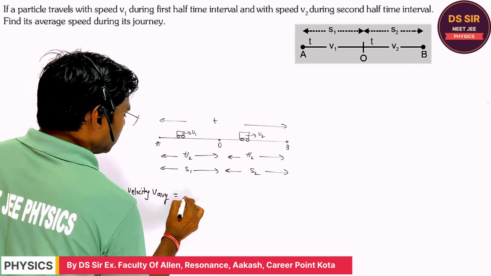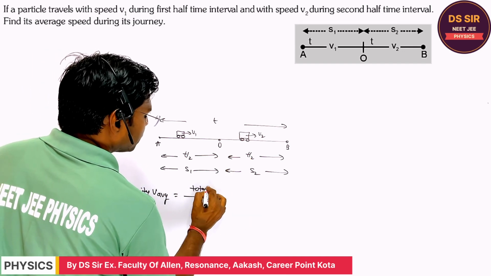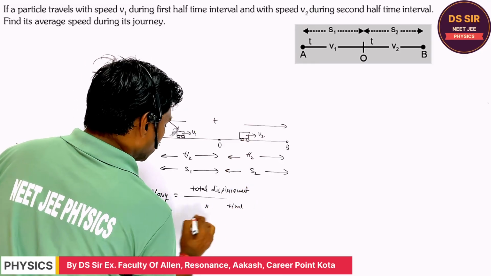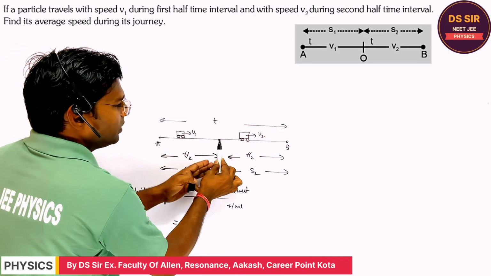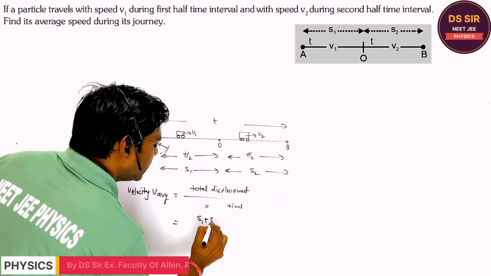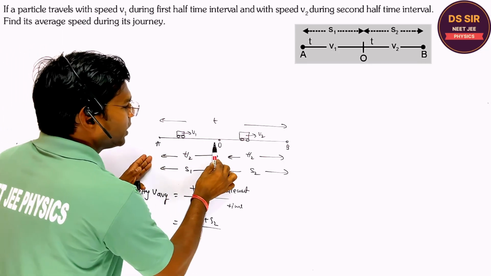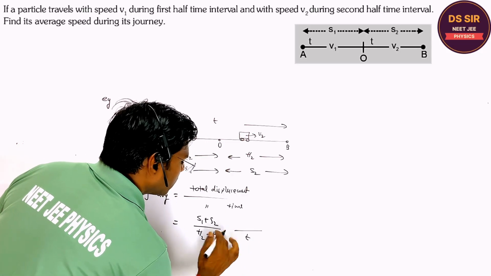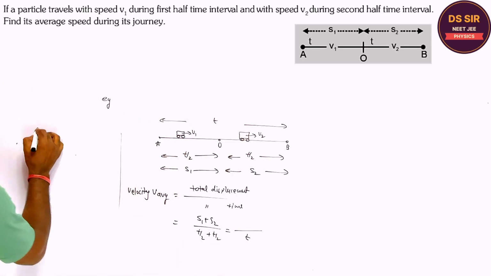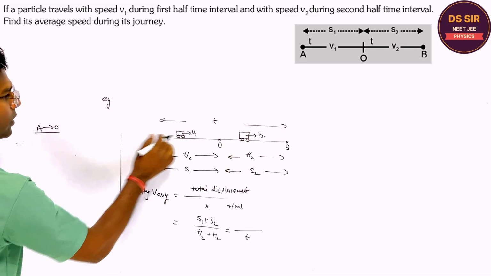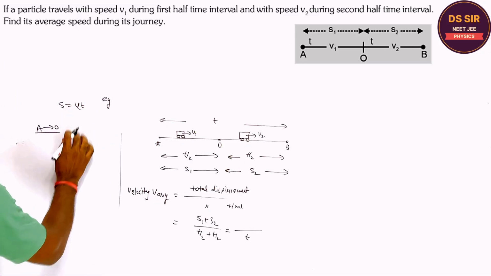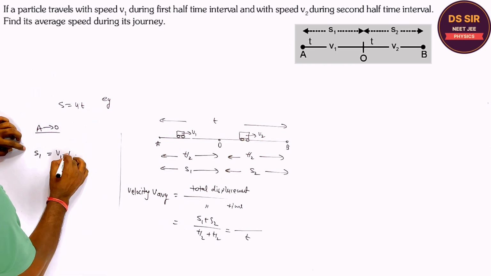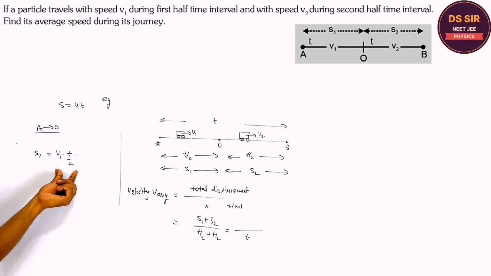Average velocity is nothing but total displacement divided by total time. What is the total displacement? S1 plus S2. Is it clear? What is the total time? Say T by 2 plus T by 2. Is it clear or not, you tell? Right. Now, from O to A, S is equal to UT, you will apply. What is the distance? You will say S1. What is the speed? V1. What is the time? Say T by 2. You understand this?